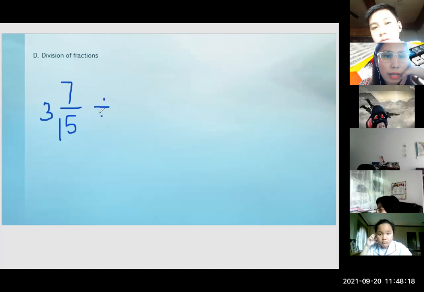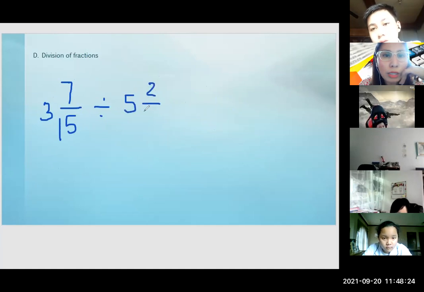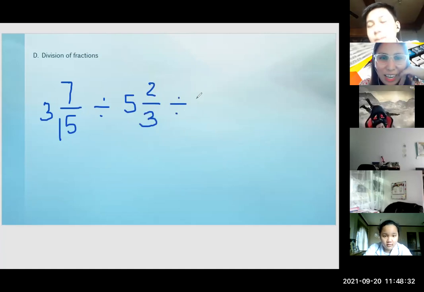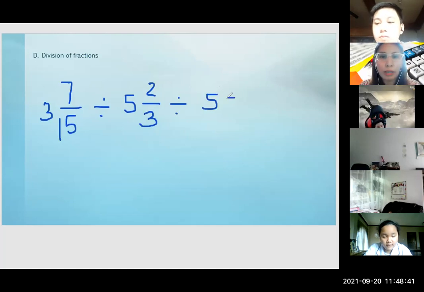Let's divide it by, let's have 5 and 2/3. 2 mixed numbers and a whole number. Arkin, is Miss Bridge correct? Okay. And let's have 5. Let's put the equal sign below.